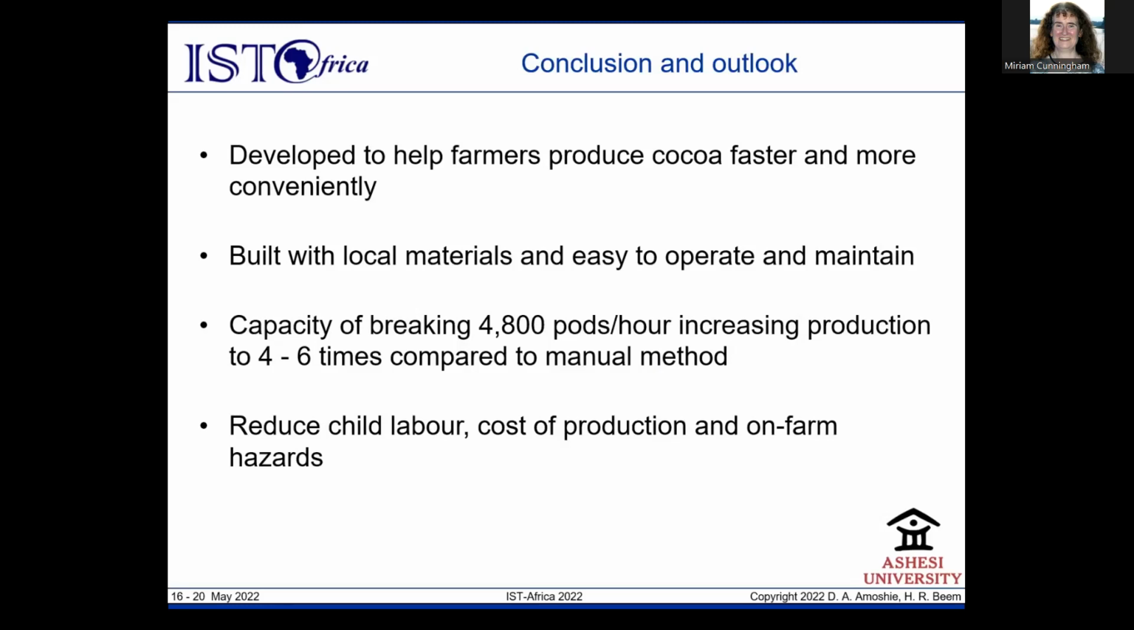The current iteration of the cocoa pod breaking machine can break about 4,800 pods per hour, which is a production increase of about 4 to 6 times compared to the manual method. The machine will create new jobs and serve as a lucrative venture for our target market, given growing year-on-year demand for cocoa pod breaking services. The solution would also significantly reduce on-farm hazards and child labor.